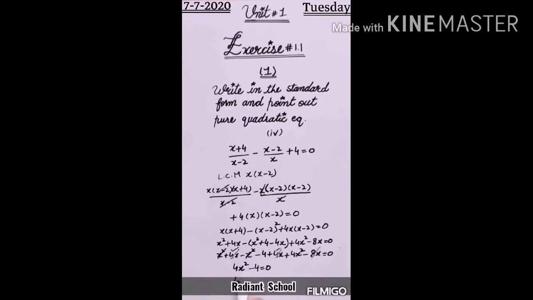Now here you can take 4 common, x square minus 1 is equal to 0. This implies that x square minus 1 is equal to 0, because 4 is multiplying on this side, it will be divided on the other side. Now you can see that it is a standard form of a quadratic equation. Means first of all we have written the x square term and then the x term and then the constant. As there is no x term present, this is said to be a pure quadratic form.